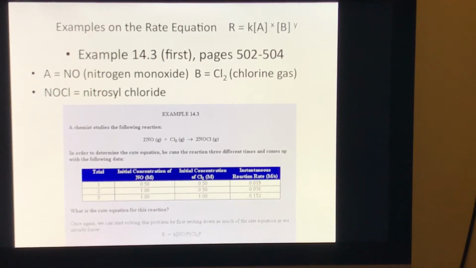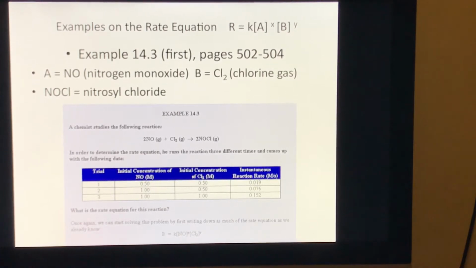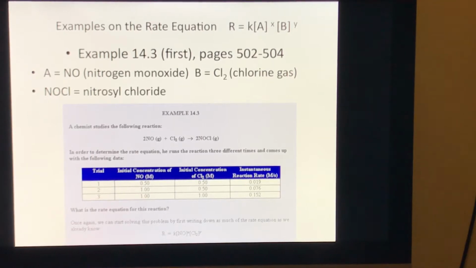As you remember from the last video, we're going to be looking in more detail at the rate equation, which is R is equal to K, which is a constant that's unique for each chemical reaction. The constant is multiplied by the concentration of the first reactant to a certain exponent times the concentration of another reactant to the power of that particular exponent. And so we're going to start off with example 14.3, which covers pages 502 to 504.